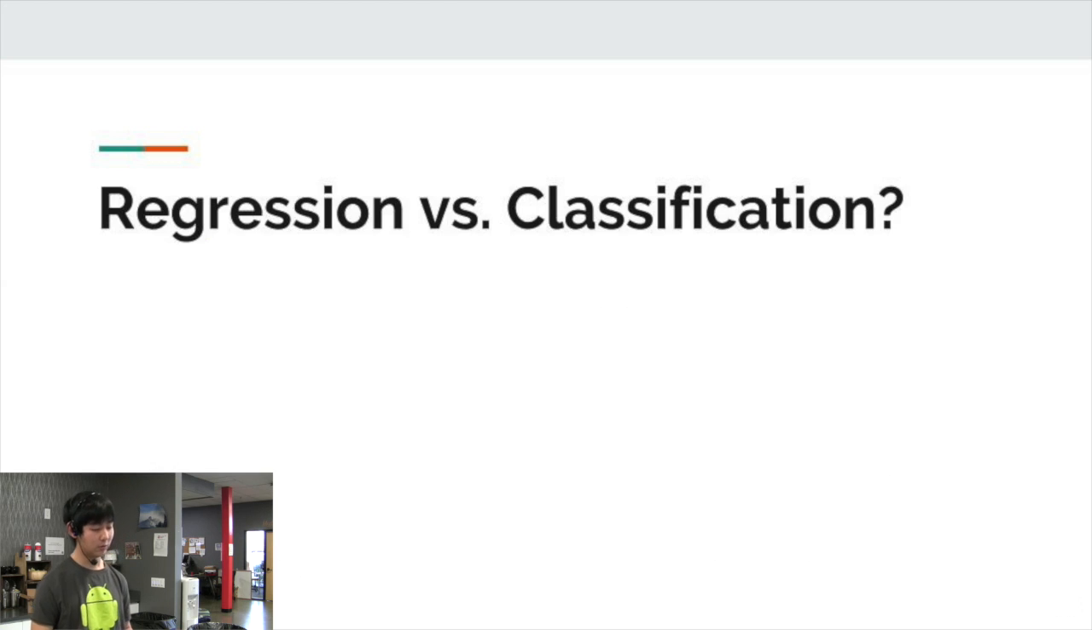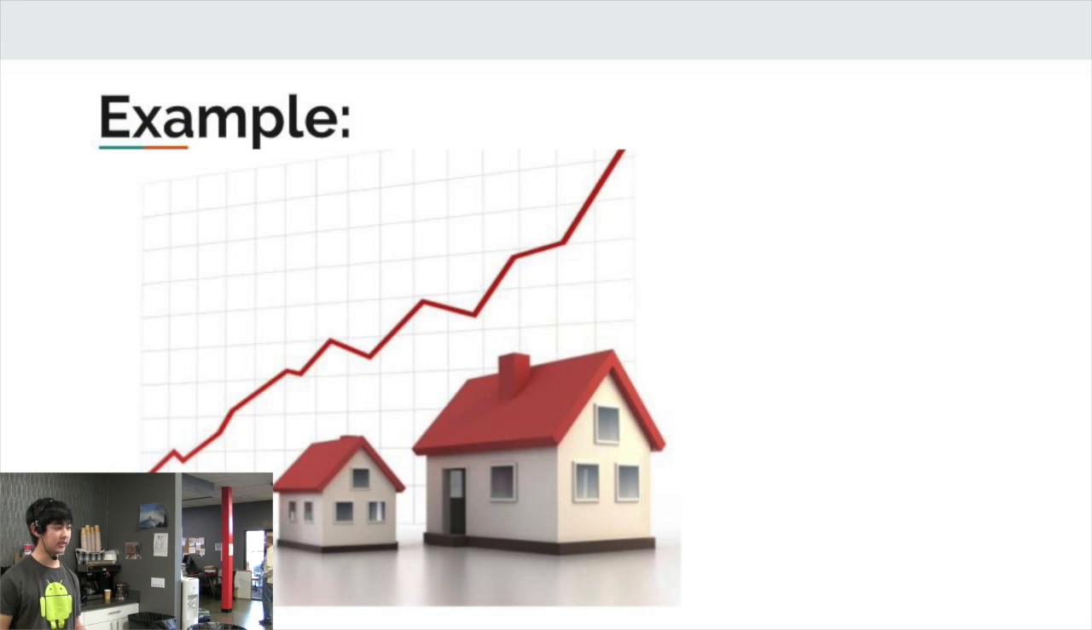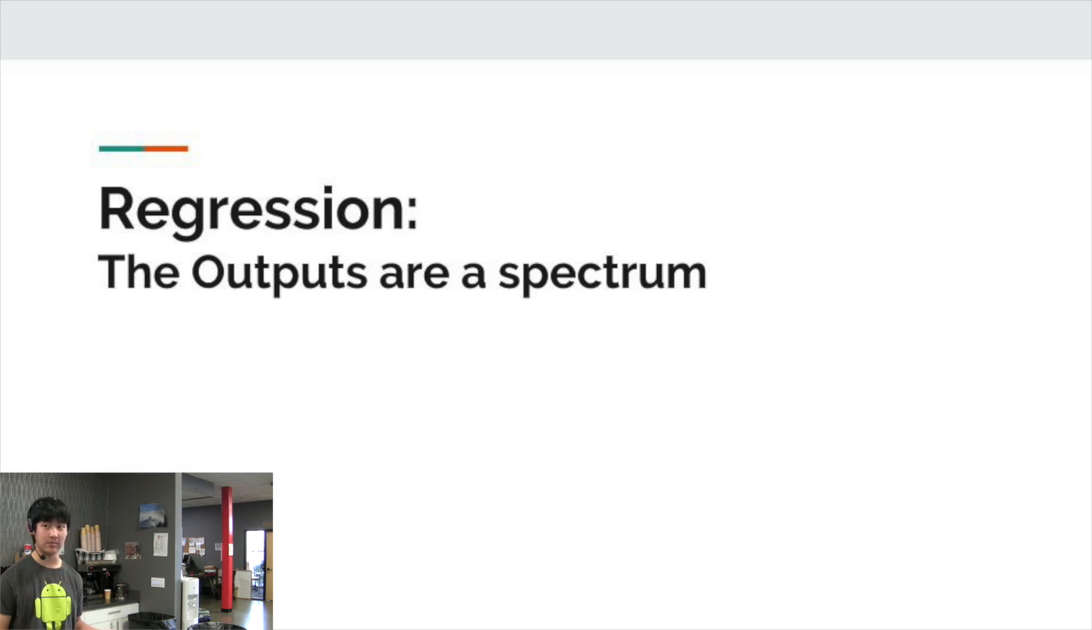Finally, we review the first topic that we actually introduced last class, which was regression versus classification. So let's say you're trying to predict housing prices. Do you guys think this is a regression problem or a classification problem? Okay, so this is a regression problem because the outputs are a spectrum. A house can cost anywhere from $0 to hundreds of millions of dollars. And we're not trying to classify them into distinct categories. We're trying to find a value in a range of values.